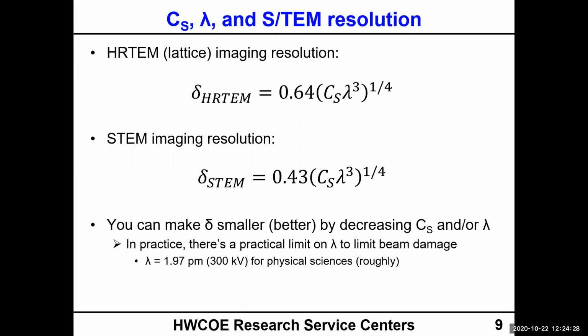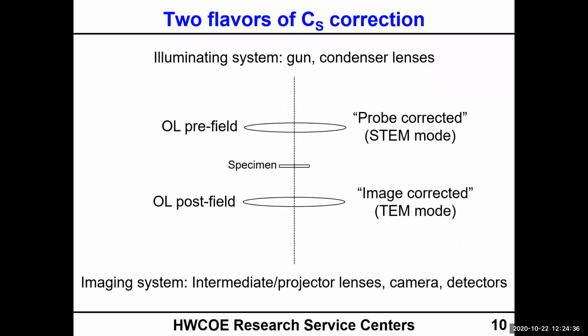Okay, so we can't make lambda as small as we want. So the remaining option then is to work with making C sub S smaller. Okay, so we saw here how we have the pre-field and the post-field of the objective lens. So there's basically two ways we can do CS correction. Okay, we can either correct the pre-field or we can correct the post-field.